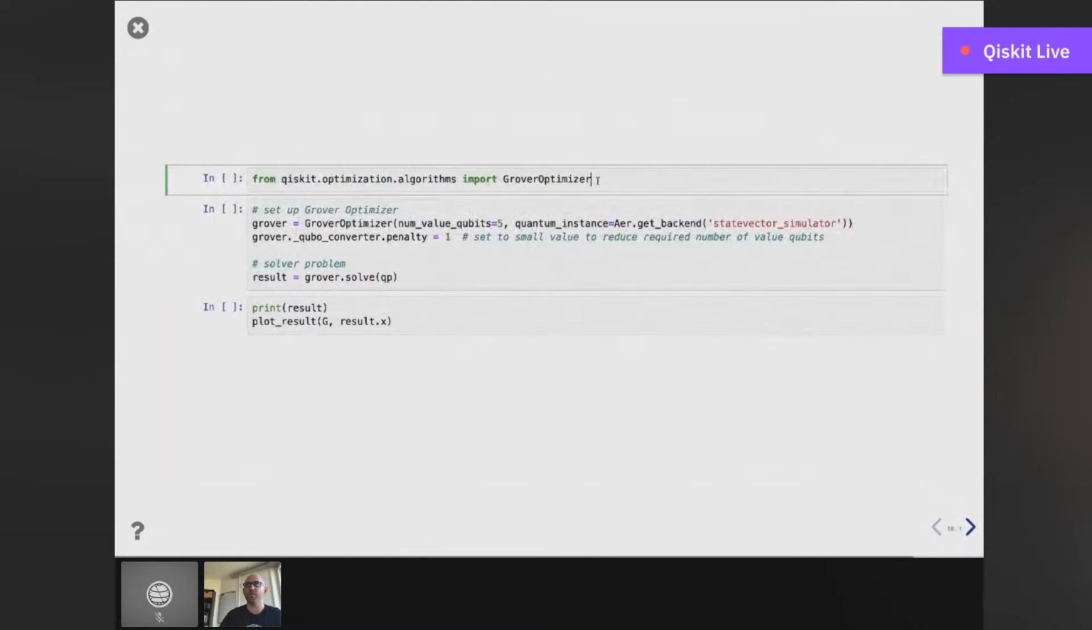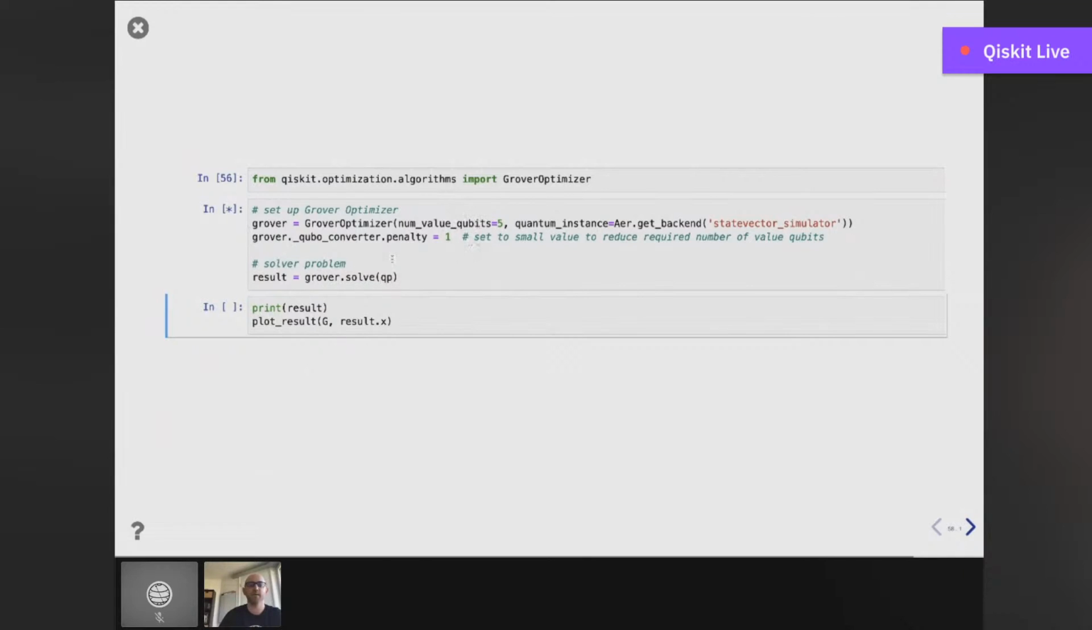And now let's look into how this is done in Qiskit optimization. So we import the Grover optimizer. We initialize this, we tell it how many value qubits, we give it a backend. Here I set the penalty term of the converter to 1. This is to save value qubits, otherwise I would have to give a bit more value qubits, but 1 is sufficient for this problem. And then we actually run it. So this takes a few seconds, because this is now actually a 10-qubit simulation, or a couple of 10-qubit simulations, because we have 5 input qubits and 5 value qubits, and then we run this quadratic form on top of that.